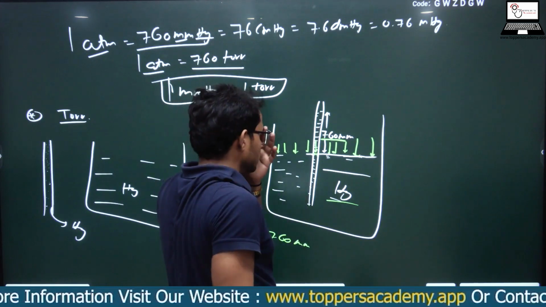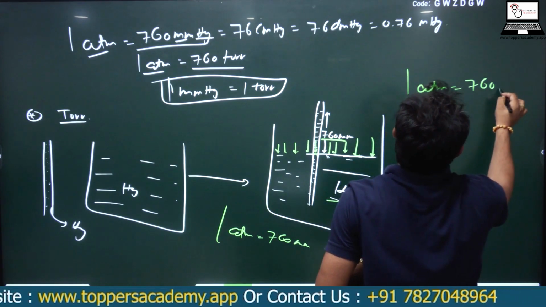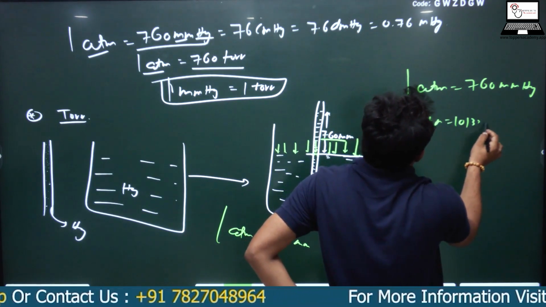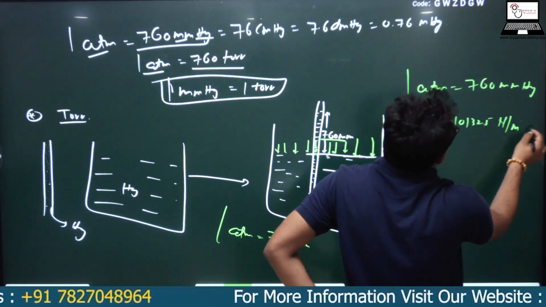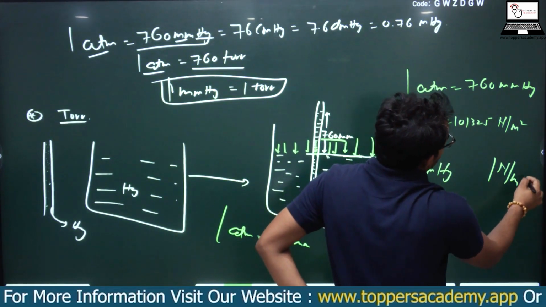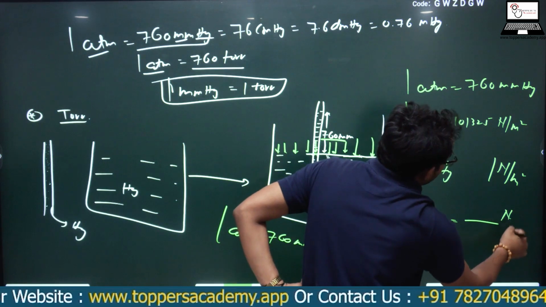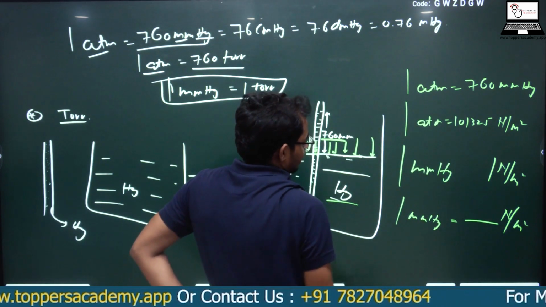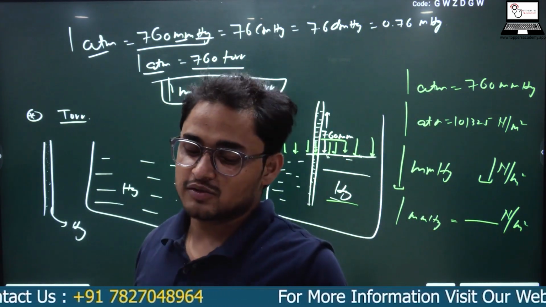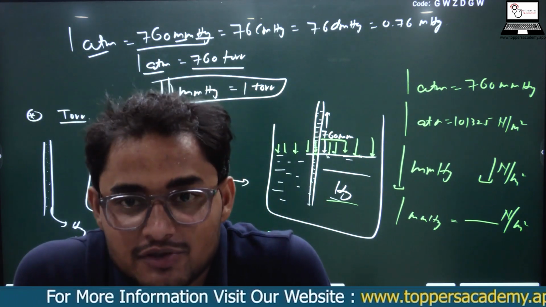Okay, so that was all about this. Now my dear students, I have told you that 1 atm is equal to 760 millimeter of Hg, and I have told you that 1 atm is equal to 101325 Newton per meter square. Then which value, 1 mm Hg or 1 Newton per meter square, is higher? Please tell me that 1 mm Hg is equal to how many Newton per meter square. You'll have to tell that 1 mm Hg is equal to how many Newton per meter square, or you can tell that 1 Newton per meter square is equal to how many mm Hg.